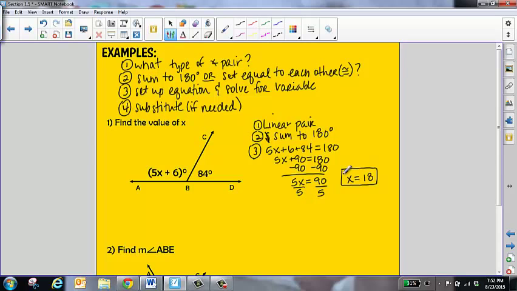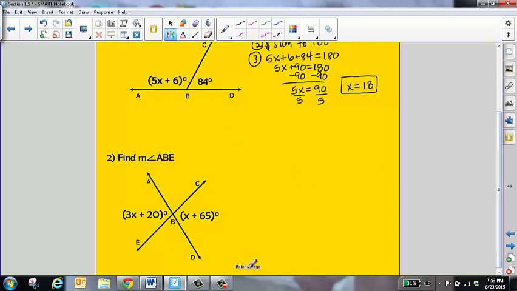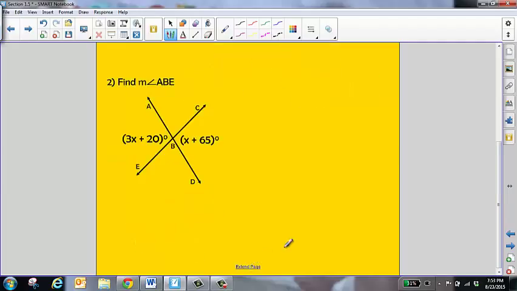So now step 4 is just to substitute if needed. Since this problem is just asking us to find the value of x, and we've done that, we don't actually need to do step 4. Okay? All right, so moving on to the second example, and again, you guys might want to pause and give yourself a minute to draw the diagram before continuing.